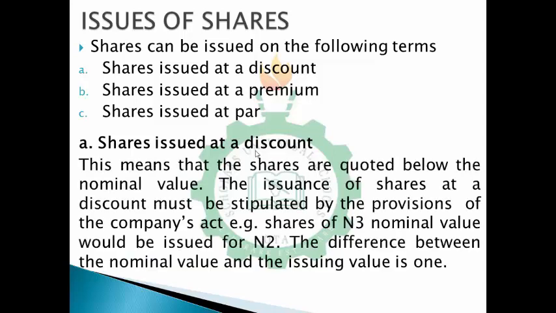So whenever I'm giving shares at a discount, it means that shares are quoted below the nominal value. When I say nominal value, I'm saying nominal value is the same thing as face value. Face value is the real value of that particular item. So when shares are given or quoted below the nominal value, it is said to be given at a discount. And the issuance of shares at a discount must be stipulated by the provisions of the Companies Act. Take for instance, shares of 3 naira nominal value issued for 2 naira. In that case, we are saying that I'm issuing shares at a discount.